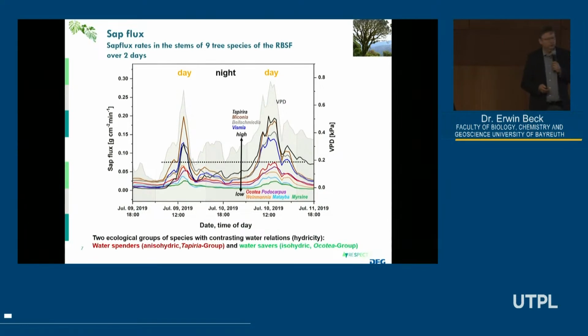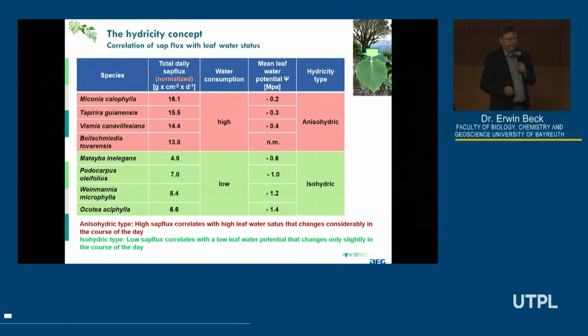So, looking more closely, we could distinguish 2 ecological groups of tree species. If we draw a line here, we find about 4 of the 9 species with very high daily sap flux rates and very large diurnal amplitudes of sap flux behavior. We call this the Tapirira group. It contains Tapirira, Miconia, Balschmidia, and Wismia, and according to their water relations, which is also called hydricity, we would call this group water spenders, or as it's usually called in the international literature, the anisohydric group of trees. In contrast, there's another group containing 5 species which seem to have a very conservative water use strategy. They are water savers, or called isohydric, and they are maybe represented by Ocotea, the tree species.